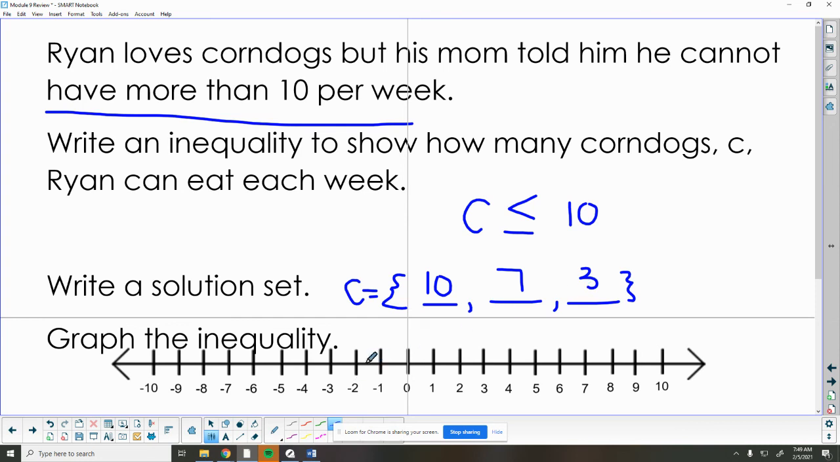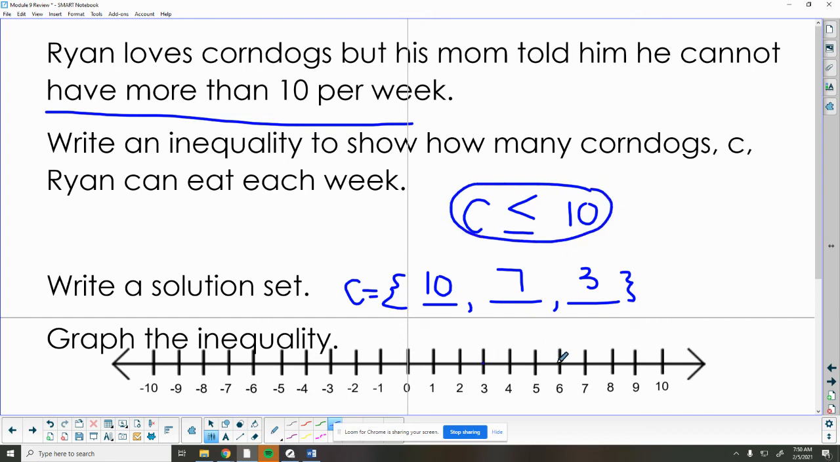So in this case, it probably won't go into the negatives. You don't often eat negative amounts of food. But just for showing this inequality, here we're comparing to 10. Oh, let me graph these.